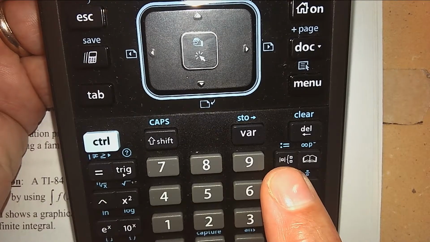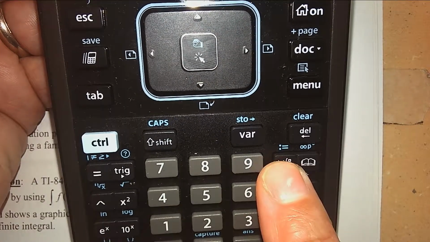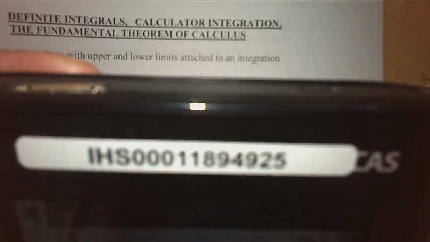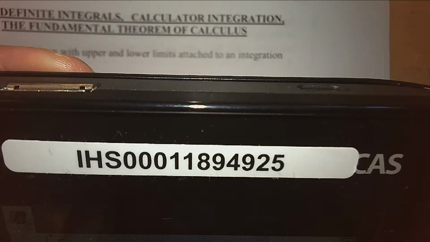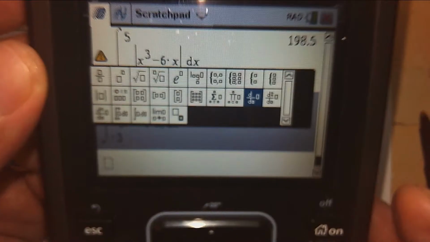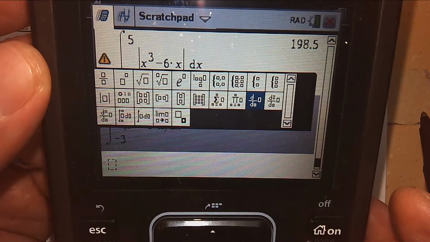Right beside the 9? Yeah. Okay, press that. And that gives you also a whole different template, right? Of all kinds of different options. There it is. It gives you all kinds of options. Which one is the option we want?